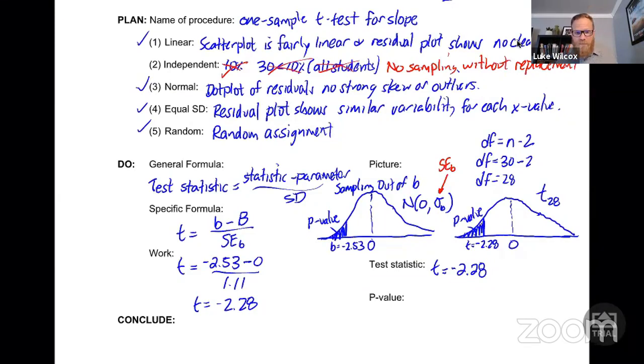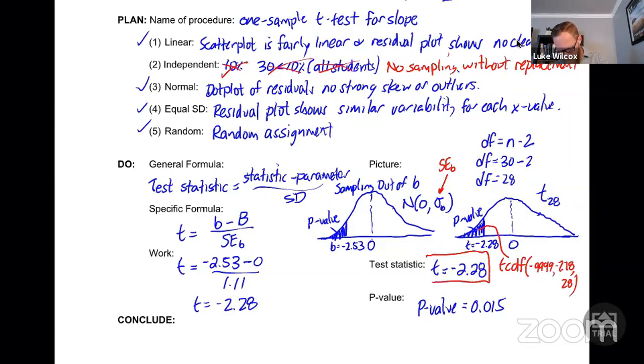That's our p-value. Now, in order to get that, this is a t-distribution, and to get the area underneath a t-distribution on your calculator, you can use tcdf. And you would give it the lower bound, negative 9999, the upper bound, negative 2.28, and then the degrees of freedom, which is 28. And I'm going to tell you what that comes out as. The p-value here is going to be about 0.015. And I try to get in the habit of making the test statistic and the p-value really stick out, because those are the important things that we need there. So I put a box around those.